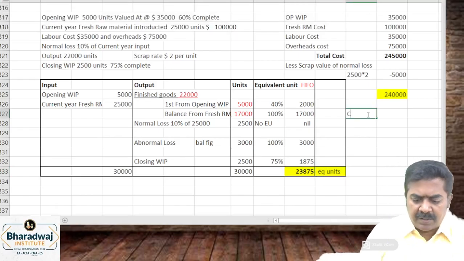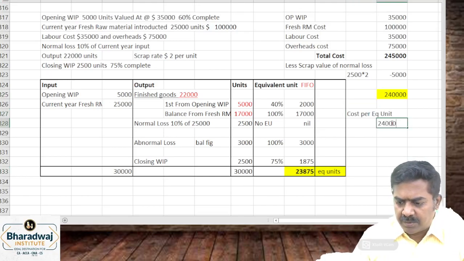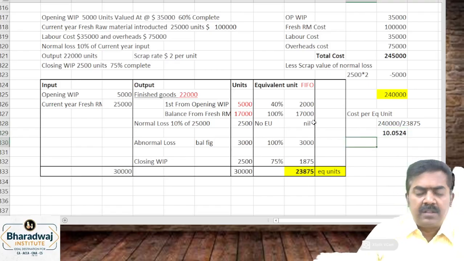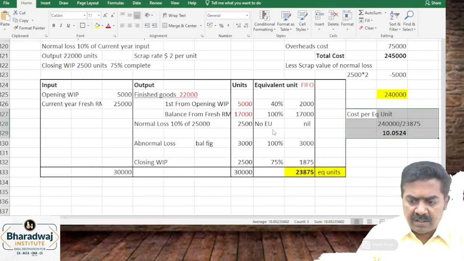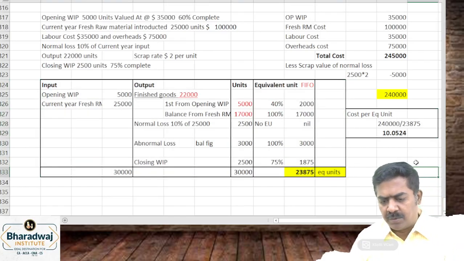So what is the cost per equivalent unit? 2,40,000 divided by 23,875 units. This will give us cost per equivalent unit. $10.0524 is the cost per equivalent unit. Using this equivalent unit cost, we'll assign the cost. How to assign the cost? That's what we are going to do next.